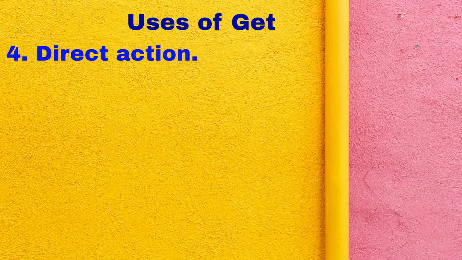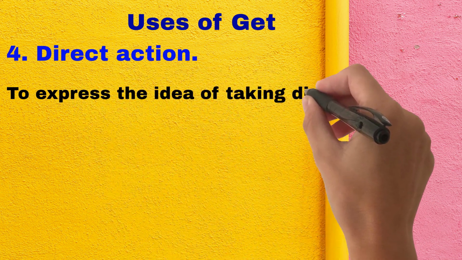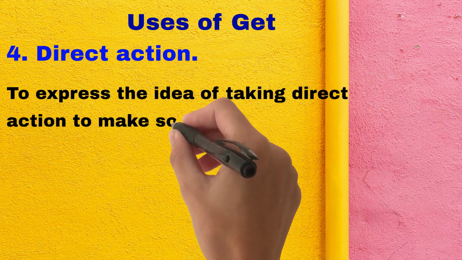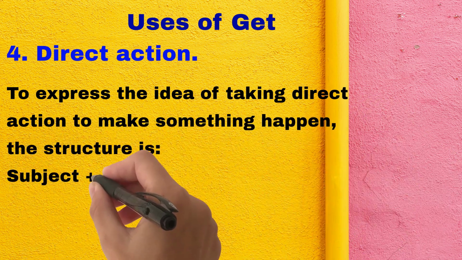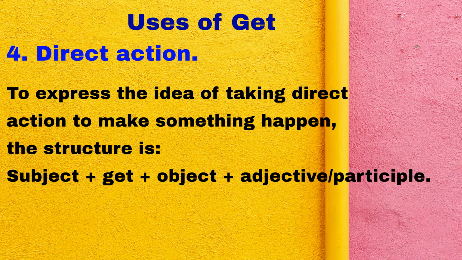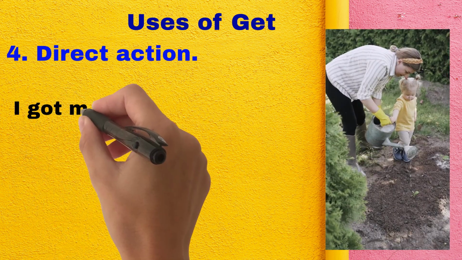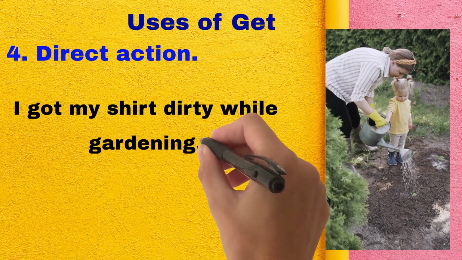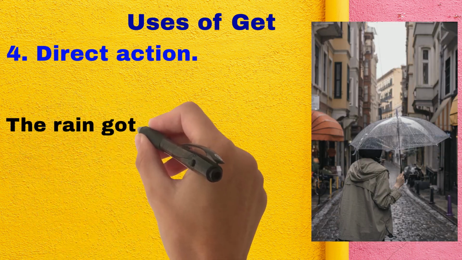Direct action. To express the idea of taking direct action to make something happen, the structure is subject plus get plus object plus adjective or participle. For example, I got my shirt dirty while gardening. The rain got my hair wet.